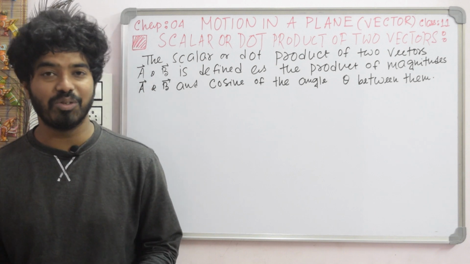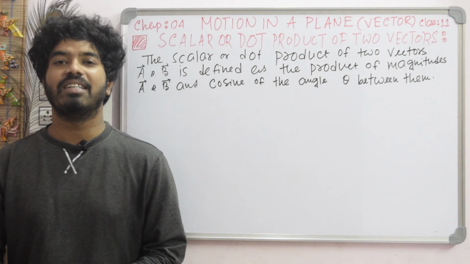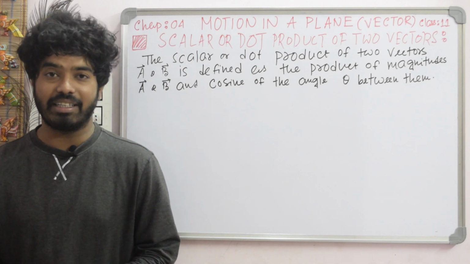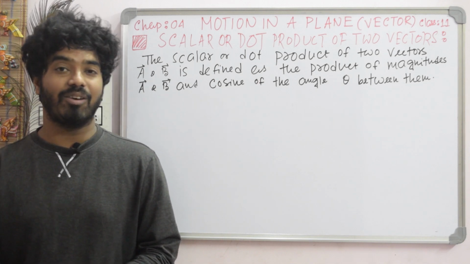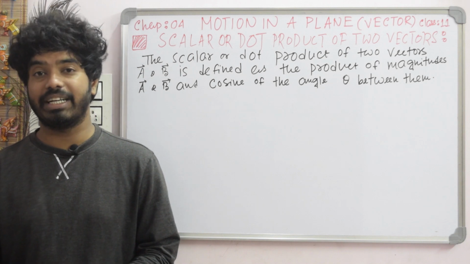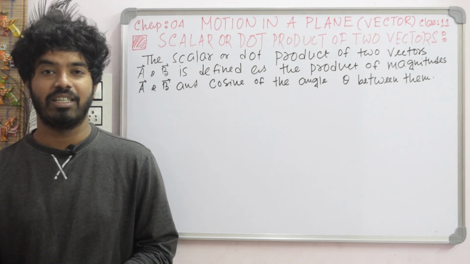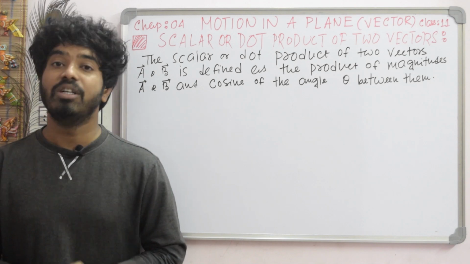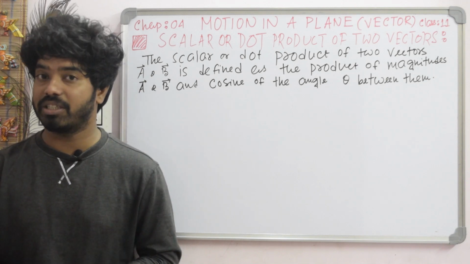So students, all of you know our ongoing chapter name, that is vector, and in this chapter we already completed the addition of vectors. We learned about the triangle law of vector addition, parallelogram law of vector addition and polygon law of vector addition. Now in this class we learn a very important part. We learn vector multiplication.